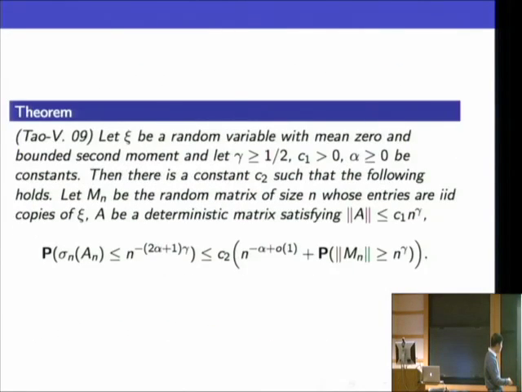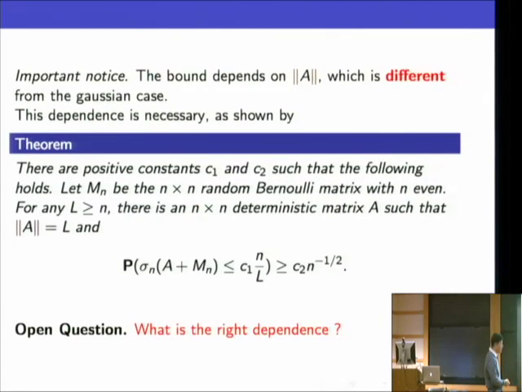So let me go back here and make a comparison. Here you see the upper bound, and it involves gamma, which is the norm of A. Now you see the lower bound, and here it also involves the norm of A. And this surprised me quite a bit, that for Bernoulli the norm of A seems to play a role. We don't know what happens. Clearly, A equal to 0 is not the worst case.